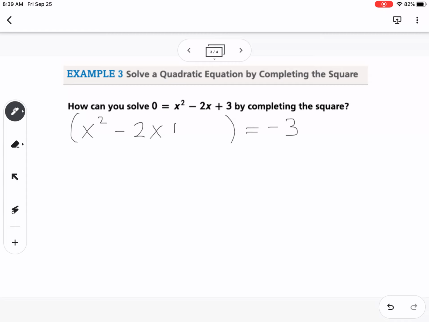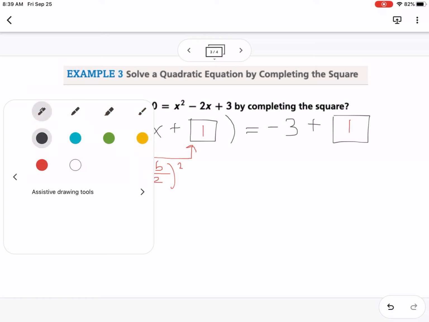So we are going to add something to both sides of the equation, because then we're balancing, we're keeping it equal. And that something is going to be, let me write with a different color here. So how you get what goes in the box is you take b divided by 2 and you square it. So in this equation, b is negative 2. So remember our ax squared plus bx plus c. So b is negative 2. So if we take half of negative 2, we get negative 1. And if we square that, we get 1. So we're going to put a 1 in both of those boxes.